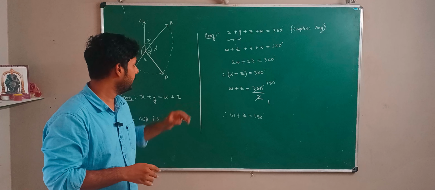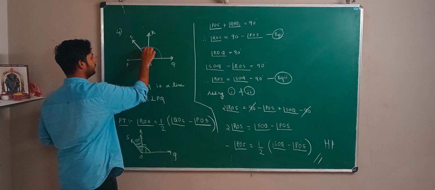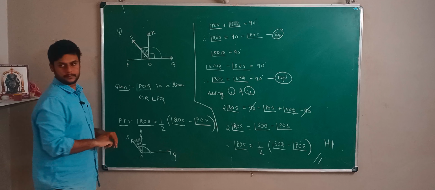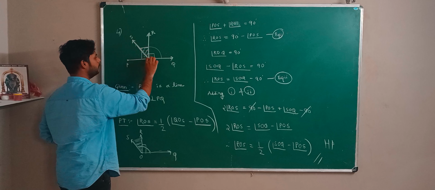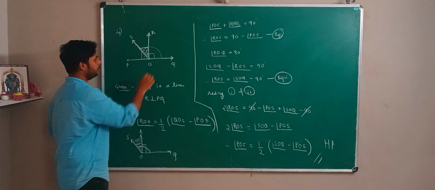Okay. Till here you write, I will give one sentence to write. This angle, shaded part. SOQ, this whole angle minus this shaded part. If I subtract that, what will I get? I will get this angle.